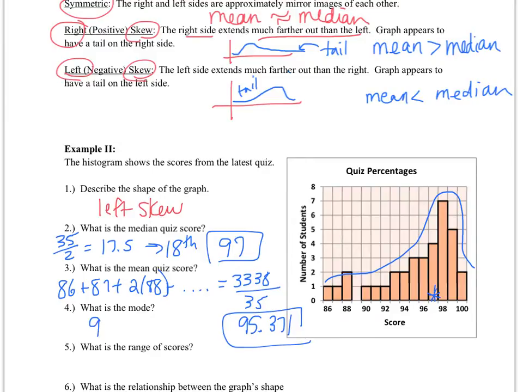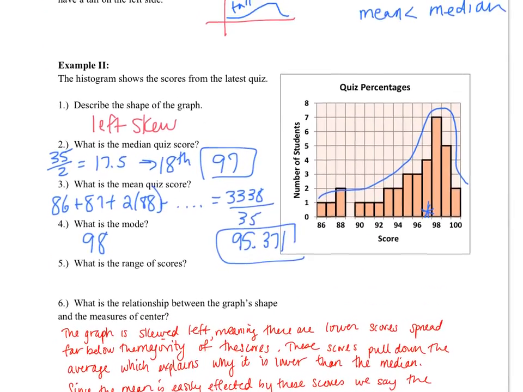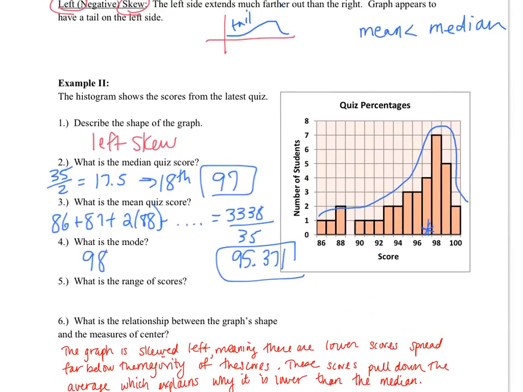The mode is going to be the score that occurs the most, and the score that occurs the most is the 98. In order to find my range, I want to do high minus low. My highest score is 100, my lowest score is 86, so 100 minus 86 gives me 14.